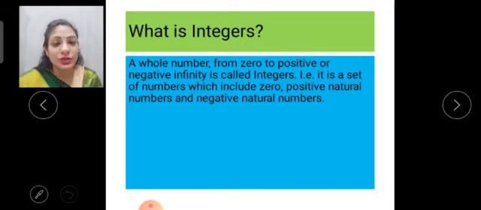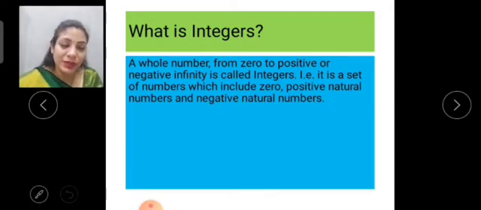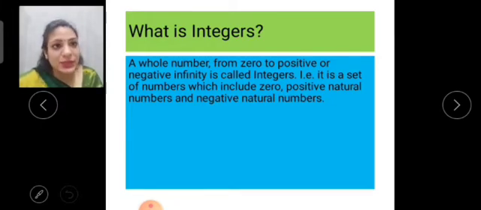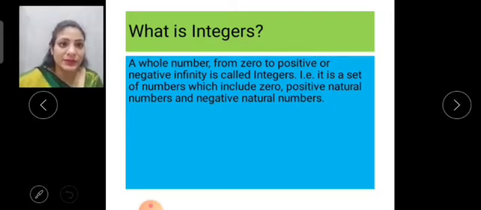So first question arises here, what is integer? A whole number from 0 to positive or negative infinity is called integer. It is a set of numbers which include 0, positive natural numbers and negative natural numbers.